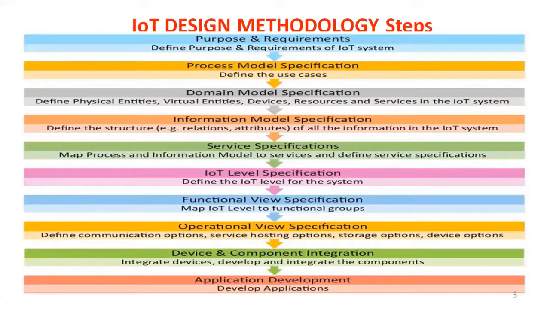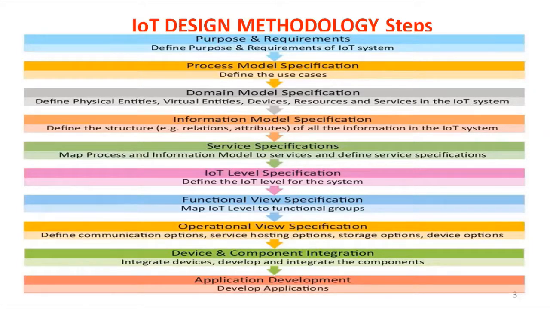Coming to the second one, the process model. What is a process model? In the process model, you will define the use cases. What is a use case? A use case specifies the action. Before the domain model, you have to draw the use case diagrams for the IoT system. For designing the IoT system, you have to draw the use case diagram.